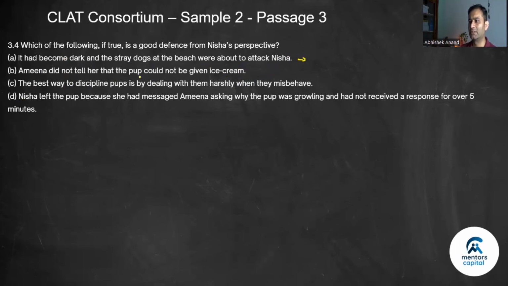Amina did not tell her that the pup could not be given ice cream. So this is not a rationale for abandoning the dog. Maybe you could have taken it up with Amina, but not leave the dog. The best way to discipline a pup is by dealing with him harshly. Again, disciplining is a different thing. It was not that he was ill-disciplined. It was a reaction to the ice cream. Nisha left the pup because she had messaged Amina asking why the pup was growling and had not received a reply. Again, not a valid reason. So of the lot, not a great answer, but again, A is better than the other choices.